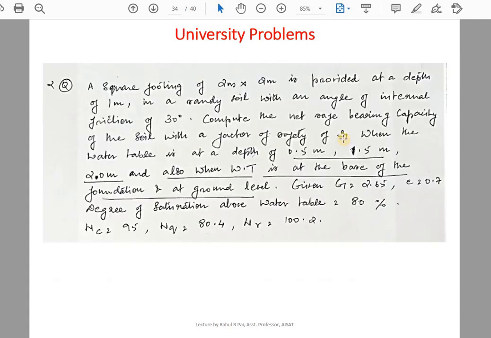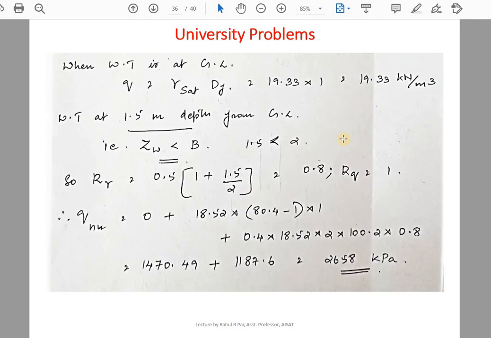So now moving on to the cases. Now let us see the first case, when the water table is at 1.5 meter depth from the ground level. This is slightly different from the previous problem. In the previous problem it was way below B, so there was no effect. Now what if the water table is at a depth just less than B, that is, 1.5 is just less than 2 meter. Here the width of footing is 2 and the depth of water table is slightly less than the width. So in this case the RQ is 1.